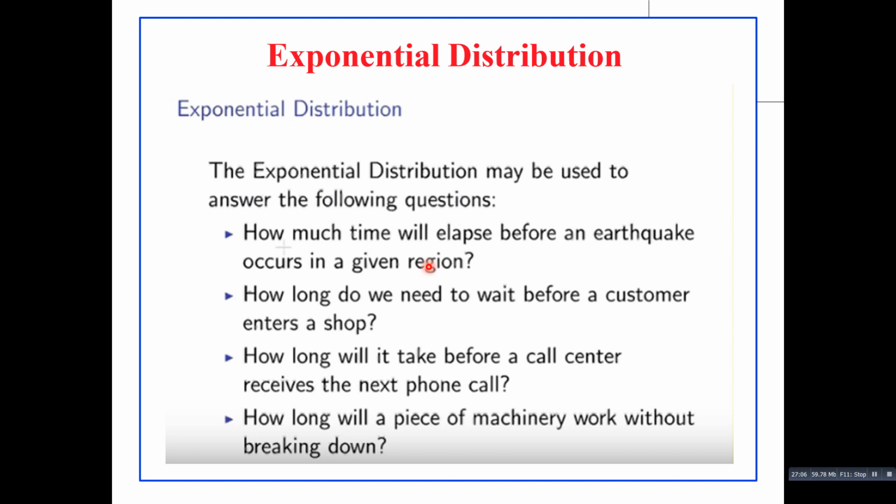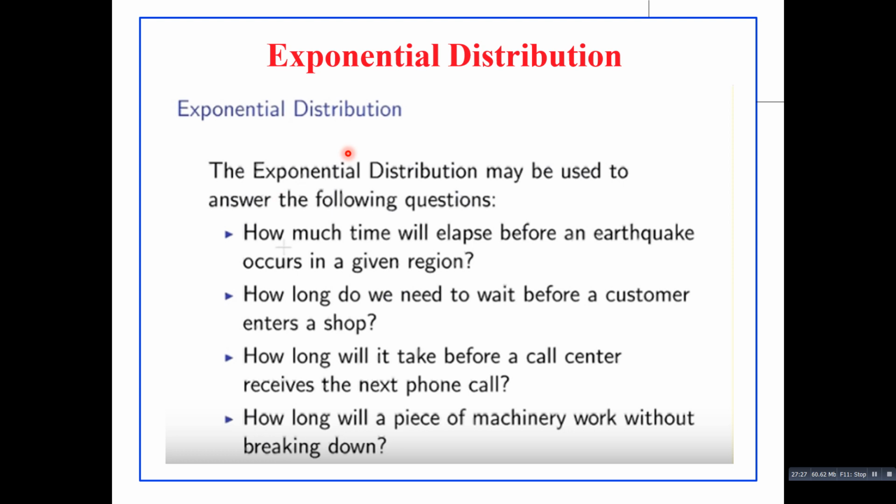This is very difficult. I mean, an earthquake is very difficult to predict. How long do we need to wait before a customer enters a shop? You have to go and collect the data for several days or months. How long will it take before a call center receives the next phone call? And how long will a piece of machinery work without breaking down?